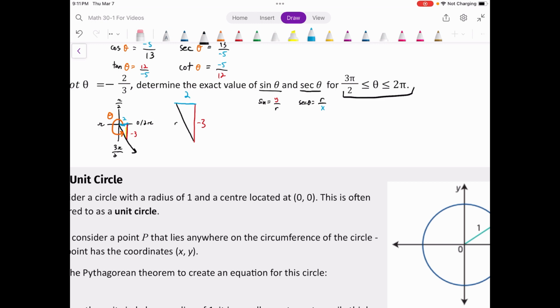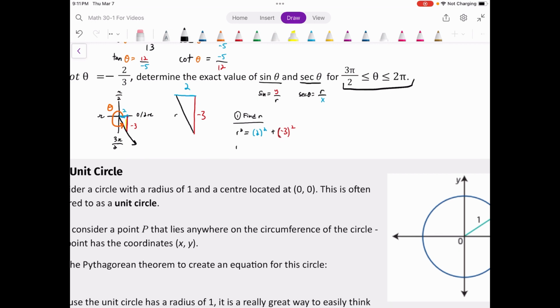How are we going to get r? Well, we're back in grade 9, right? We just need to do Pythagorean theorem. So let's just say step 1, find r, because we need r for writing both the sine ratio and the secant ratio. So r squared here is going to equal 2 squared plus negative 3 squared. A squared plus b squared equals c squared. Okay, so then r squared is 2 squared is 4 plus negative 3 squared is 9. So r squared is 13, and therefore r is the square root of 13.